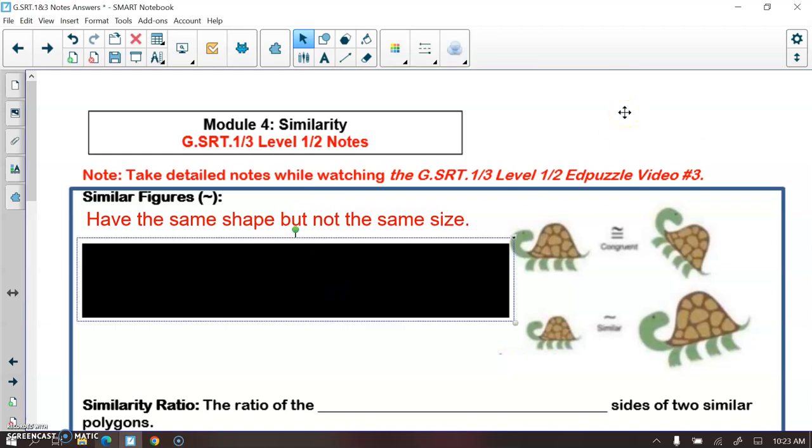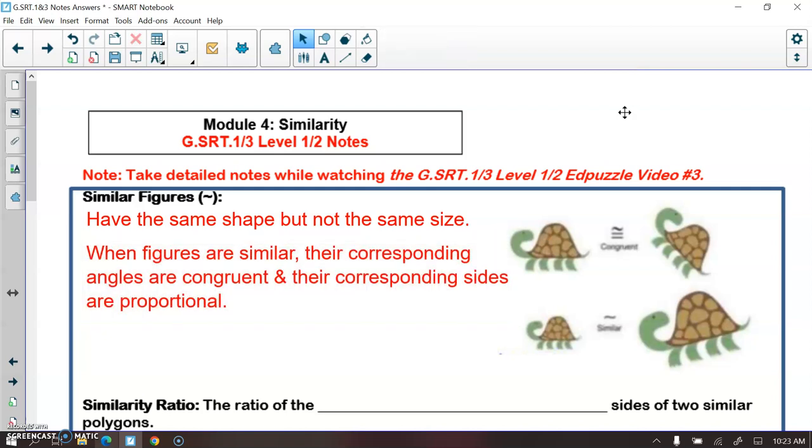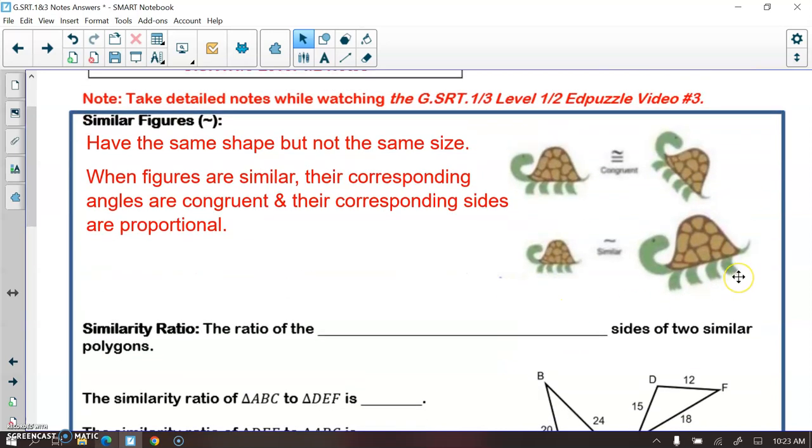Now, when we are talking about similarity, what that means is corresponding angles are congruent and their corresponding sides are proportional. Whereas if we're talking about congruent figures, the corresponding angles and corresponding sides are congruent. So let's talk about what it means to be proportional.